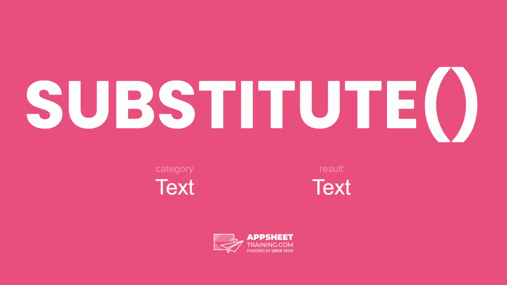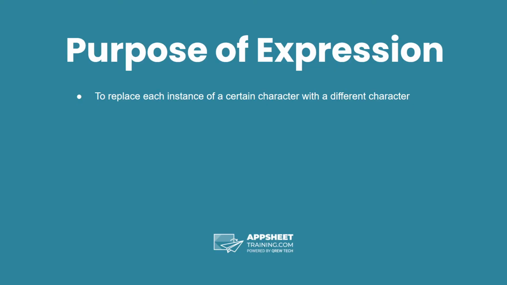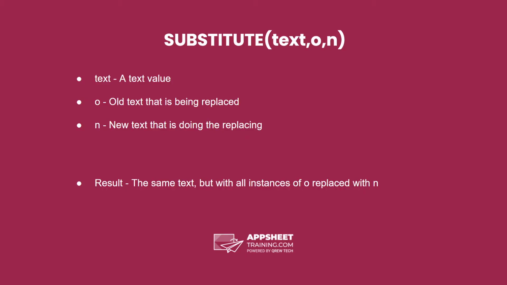The substitute expression is in the category text and has a result of a text data type. The purpose of this expression is to replace each instance of a certain character with a different character. The substitute expression has three parameters.